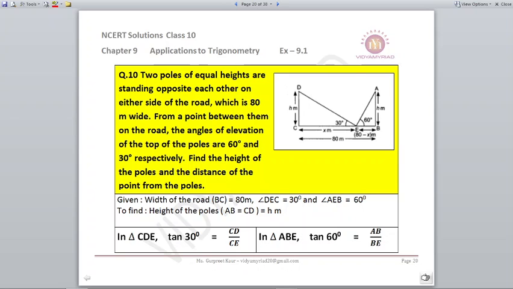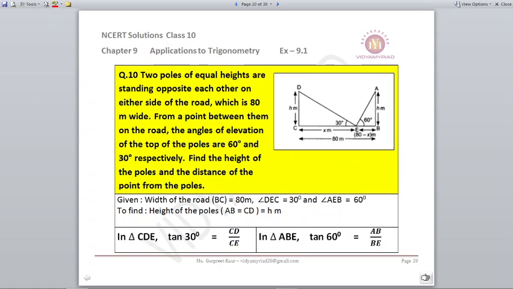Question number 10. Two poles of equal heights are standing opposite each other on either side of the road, which is 80 meters wide. So the total gap, that is CB, is given to us as 80 meters. From a point between them on the road, the angles of elevation of the top of the poles are 60 degrees and 30 degrees respectively.